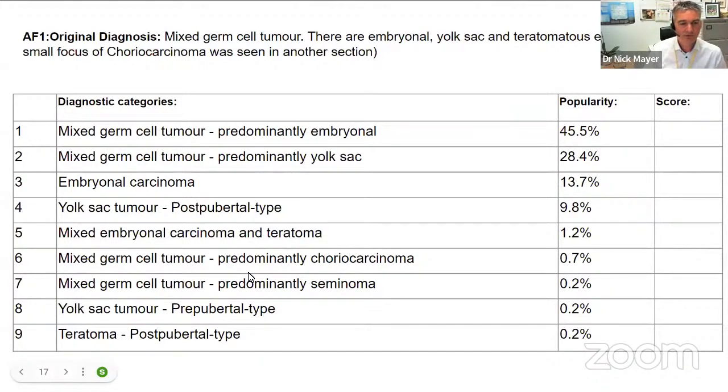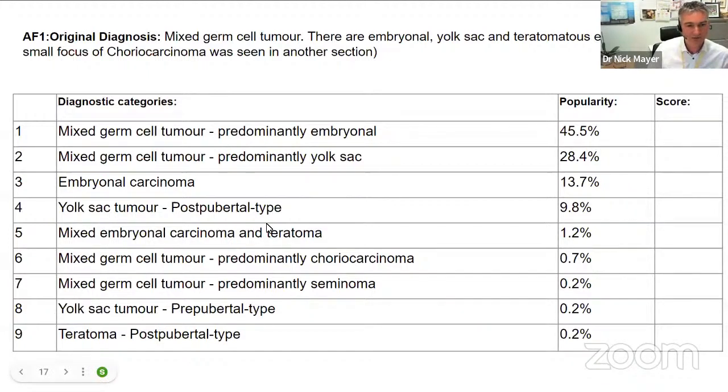So we've got mixed germ cell tumour, predominantly choreo. So there were some syncytial trophoblasts, but certainly in this section, no definite, at least that I could see, choriocarcinoma, and predominantly seminoma as a pattern also stands out. So I wonder whether you would feel that they've got the mixed germ cell tumour bit right, but not the other elements. So maybe half marks for 6, 7, and 9.